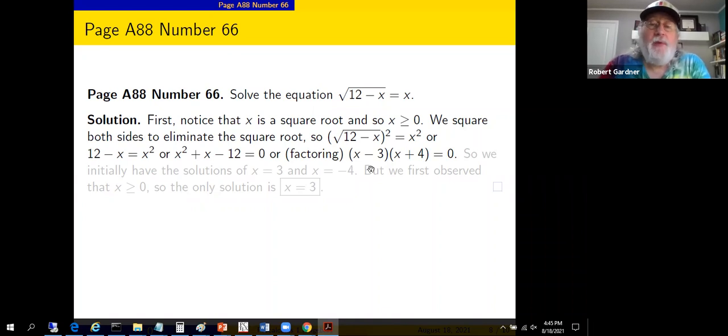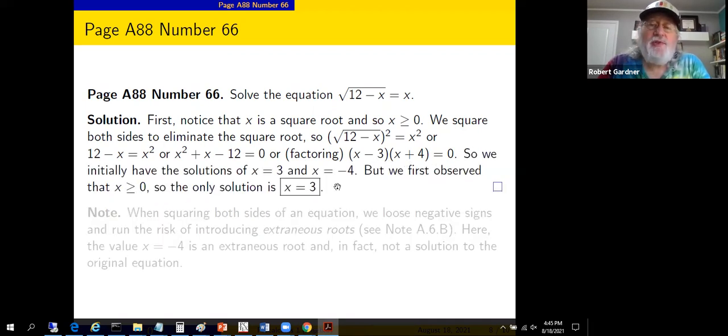Factor that. Find your a and b that multiply to give negative 12 and add to give positive 1, the coefficient of x. At this stage, you should be fairly experienced with that. We find it's x minus 3 times x plus 4. The left-hand side factors, and it's set equal to 0. So just looking at this equation, we'd have the solutions 3 or negative 4. x equals 3 or x equals negative 4.